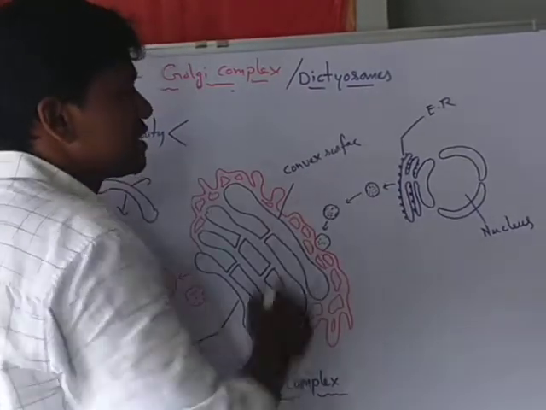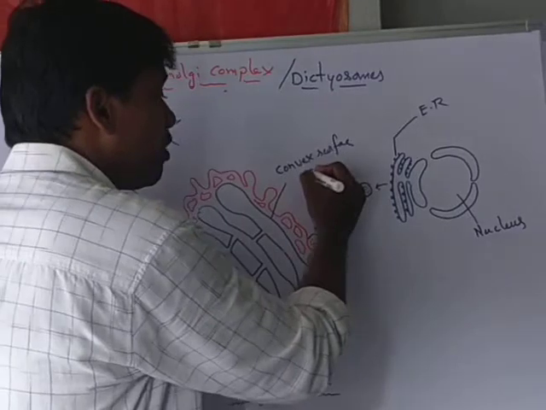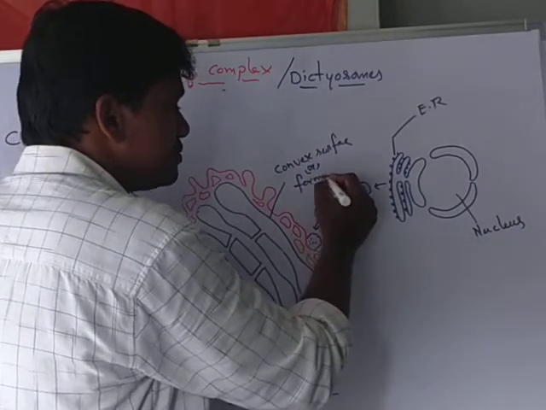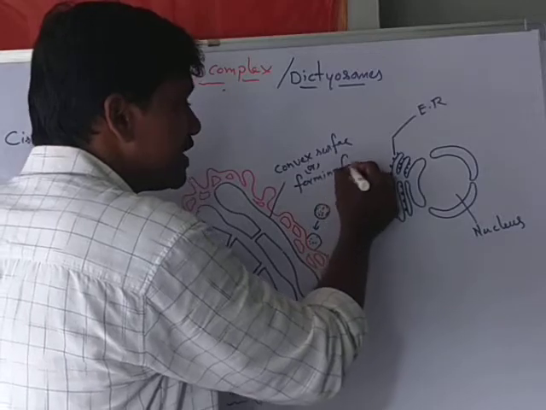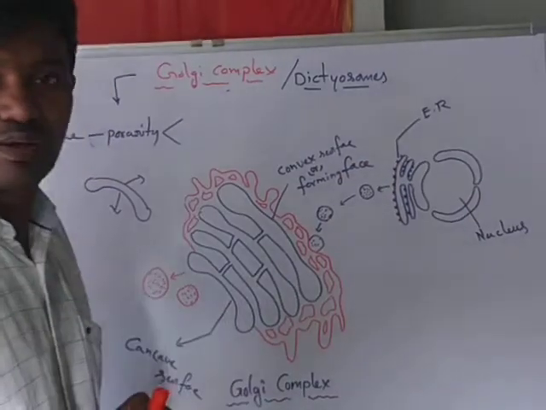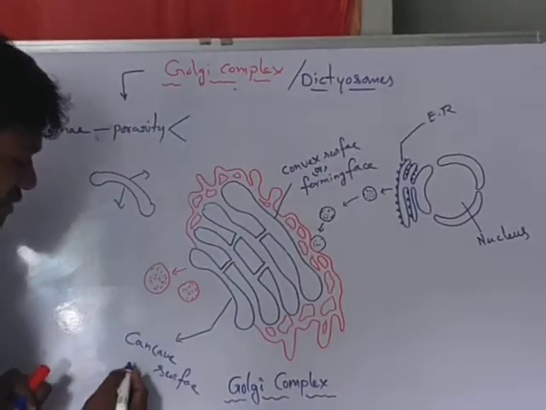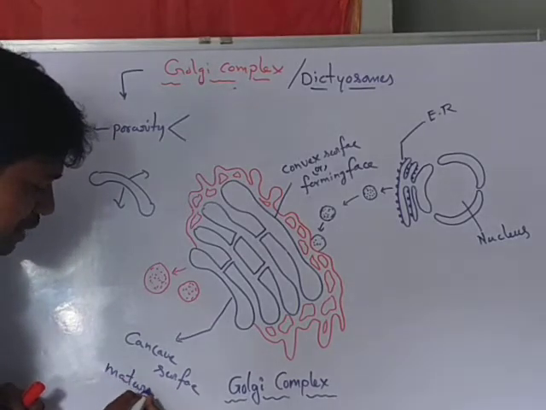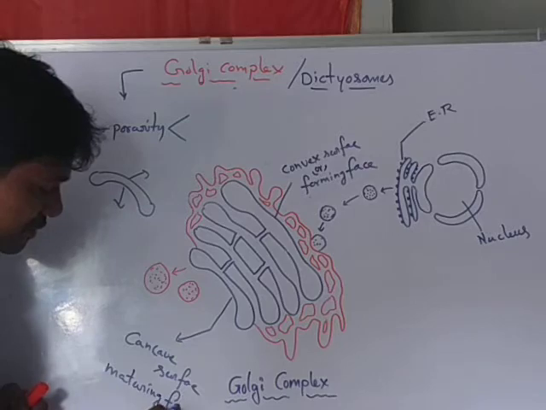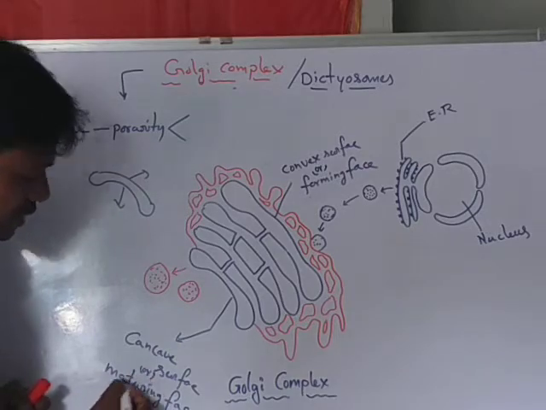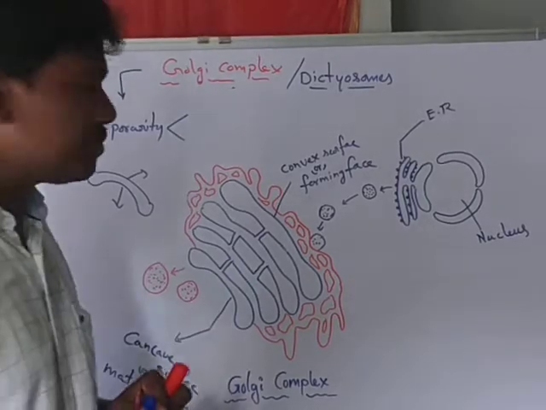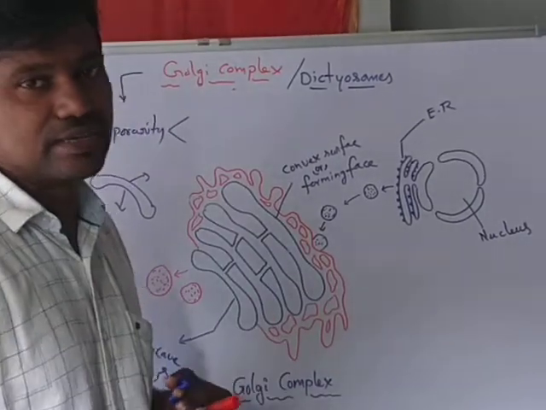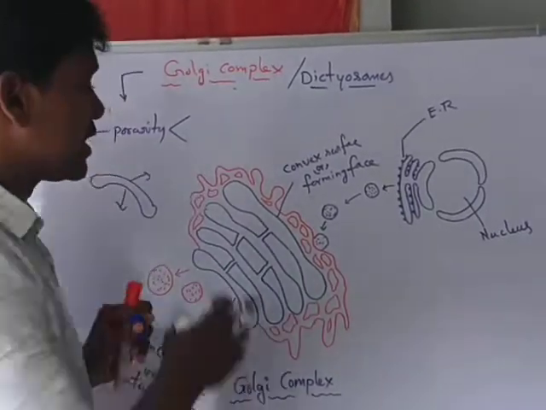This convex surface is generally called the forming face, and the concave surface is called the maturing face. Why are we calling it like that? Now I will explain about that, we will see.